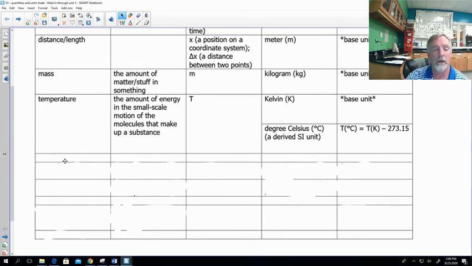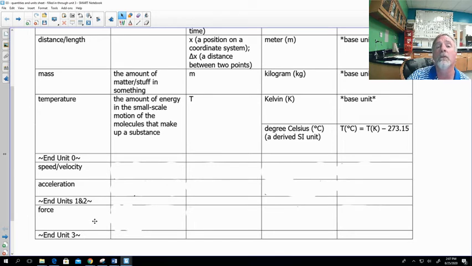A couple more here. Oh, and that is the end of the unit that we're going to be doing here, the end of our current unit. I've got a couple more we'll talk about in the future. I'm just going to unplug them here now so you can see. We'll soon be talking about speed, velocity, acceleration, and force. So those are some upcoming ones that you'll see.